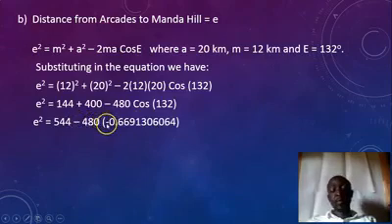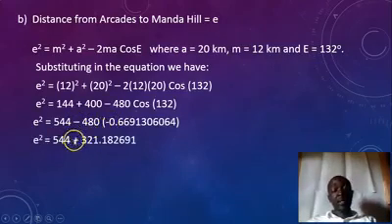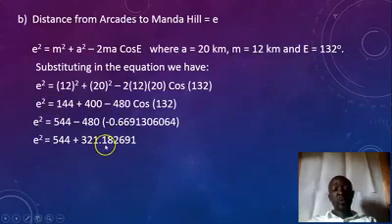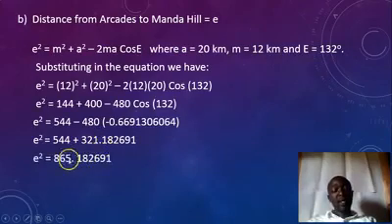When multiplying, we have to make sure that we take care of these two negatives. When you multiply them, you're going to end up with a plus sign. Negative by negative is positive. So when you multiply 480 by this number in the brackets, you end up with 321.1842691. So here we are going to add now 544 plus 321.18261, which will give us E squared is equal to 865.18261.